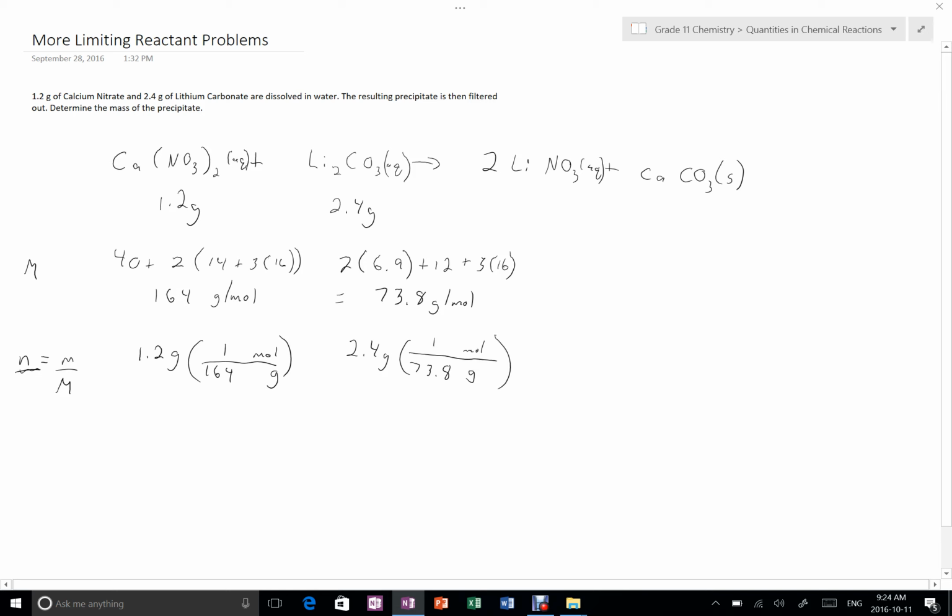So 1.2 divided by 164 is 0.00732. And 2.4 divided by 73.8 is 0.0325. Those are in moles now. These are already in a 1-to-1 ratio, so I don't need to do anything to these. What I can clearly see is that the calcium nitrate is going to run out first.